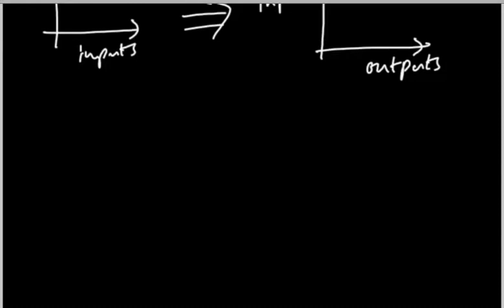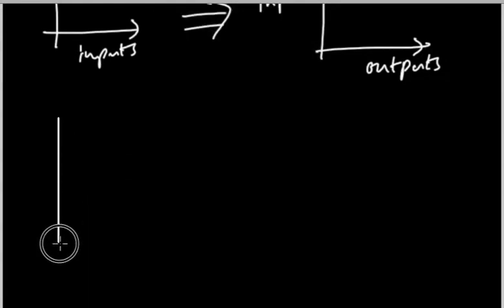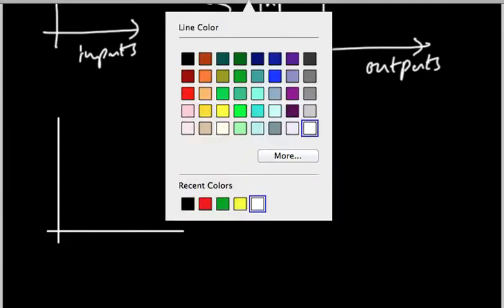So say, for example, I have a line like that. Let me just do this. Give me a second here. Here we go. And I need a white. There we go. Okay, so say, for example, I have a line like that.